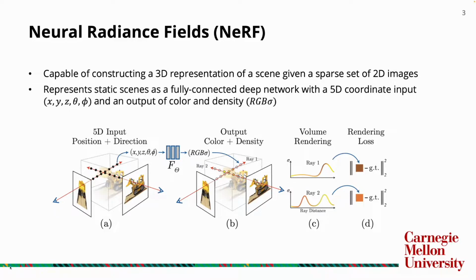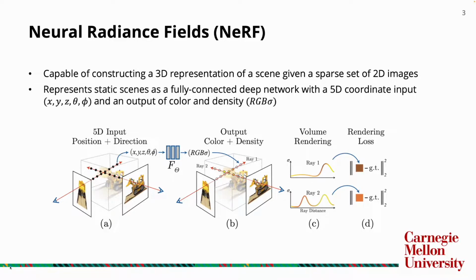It accomplishes this task by representing a static scene as a fully connected deep network with a 5D coordinate input x, y, z, theta, and phi, and an output of color and density, RGB, and sigma. The figure below outlines this method in further detail.